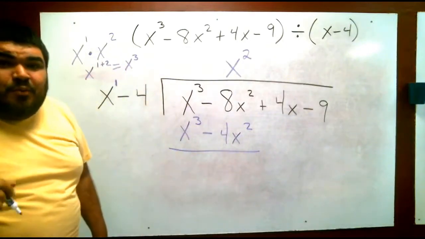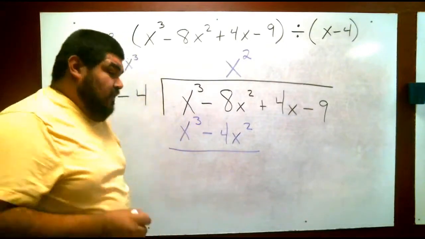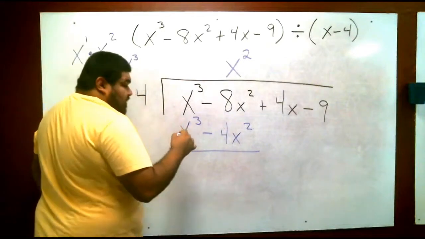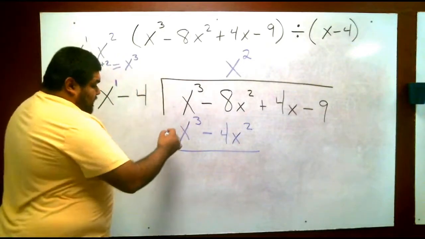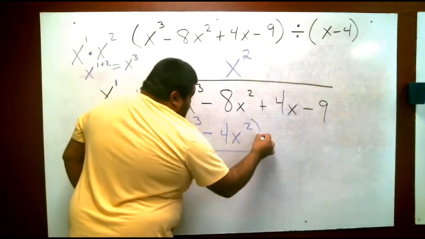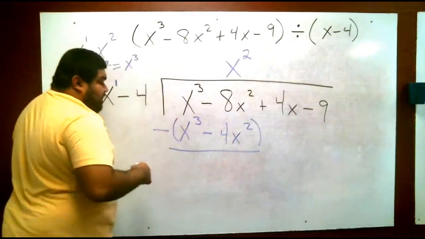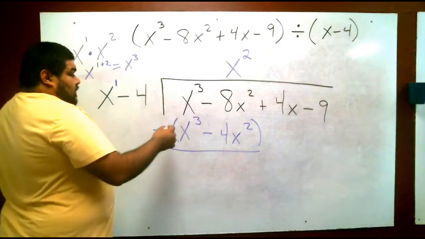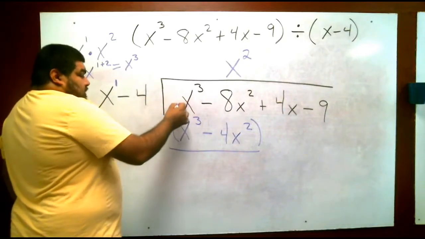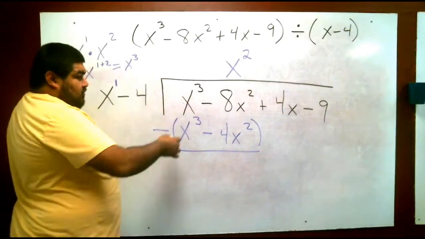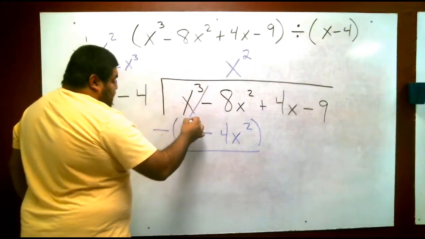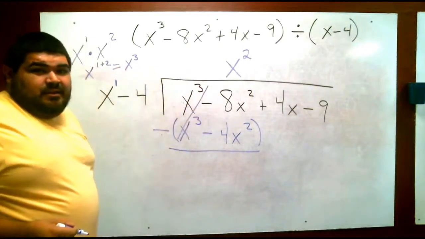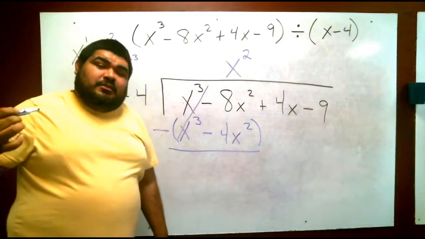Now, remember the rule. The rule for division is you put a set of parentheses. You really don't need the parentheses, but I always like to put them. Set of parentheses and then a negative, because remember, you're subtracting. The rule is you're subtracting. So x^3 minus x^3 cancels out. Okay? We're trying to cancel out as many as we can.